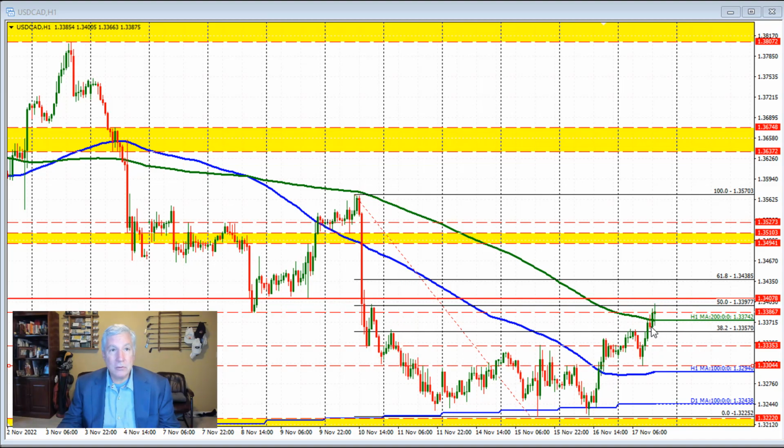So the trading risk for traders is that the bias in the short term, at least, is to the upside with the 50% to get above that level. Watch the 200-hour moving average, the close risk for that currency pair.